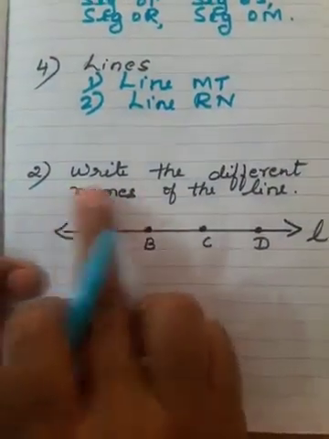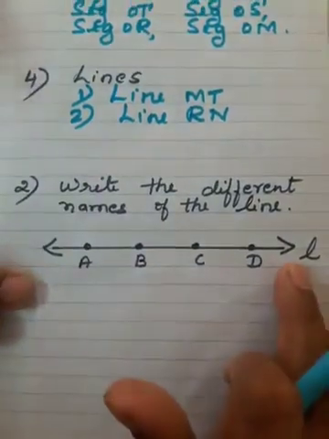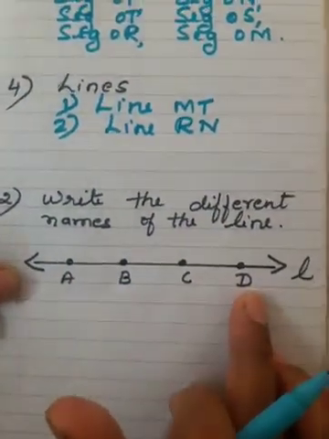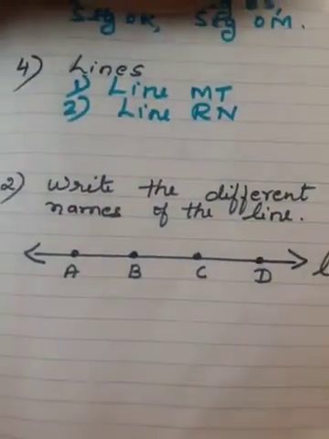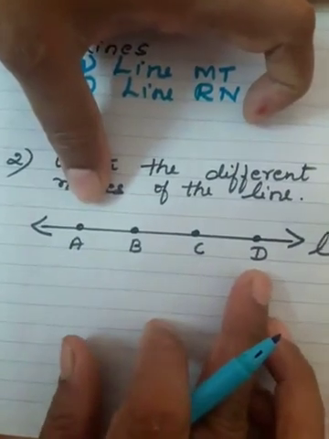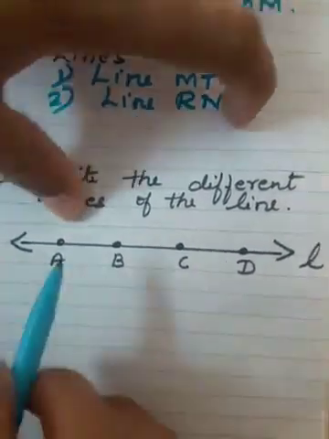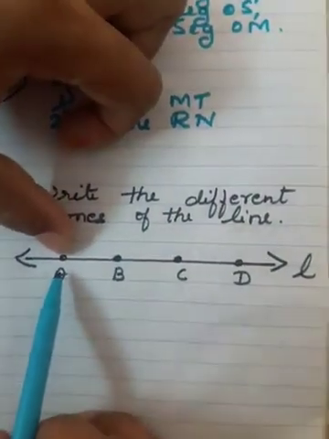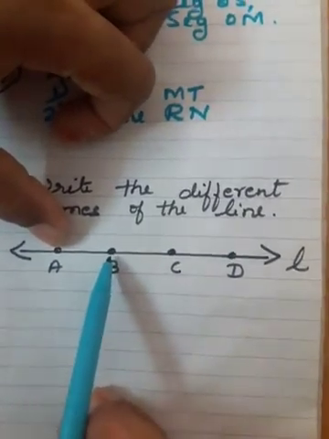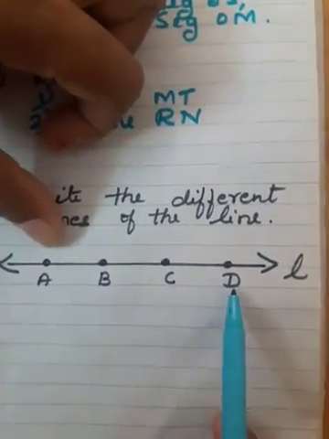So what is given here? Write the different names of the line. Say one line is given and you can see 4 points are there on the line. Correct? So now how to name this line? So line is named using 2 points. You can take any 2 points. Now suppose if I start from here, A point. So how to name the line? Line AB. You can also name it as line AC, line AD.